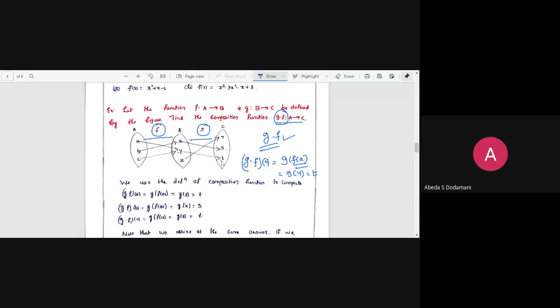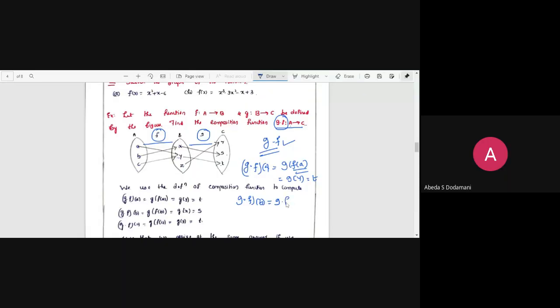Next, similarly, we want g dot f of B, which is equal to g of f of B. What is g of f of B, guys? Where is B going? It is going to X. So that is g of X. Where is X going to? It is going to S. Following?